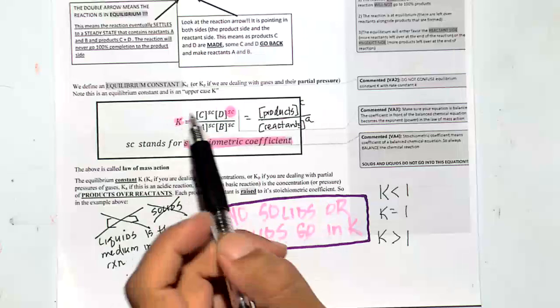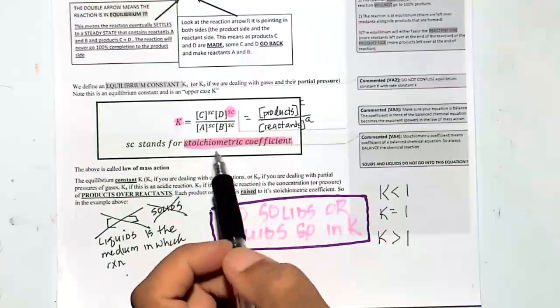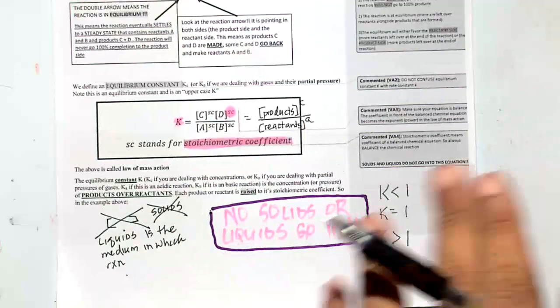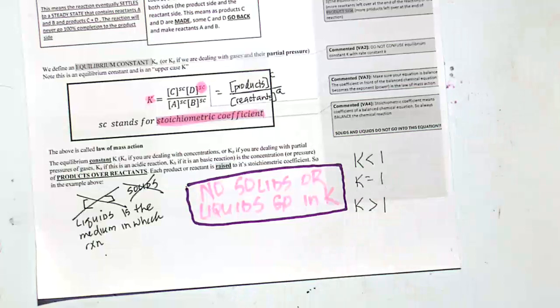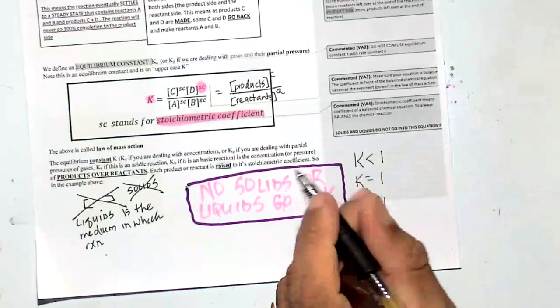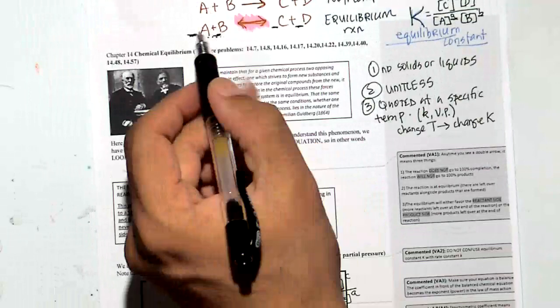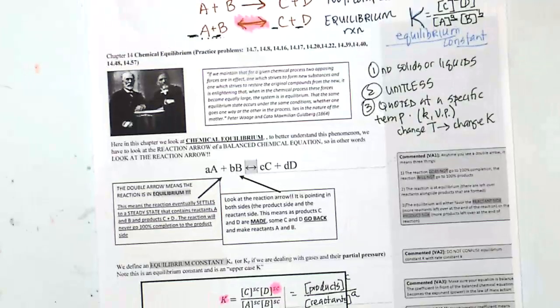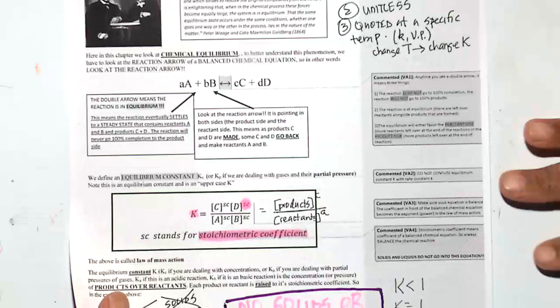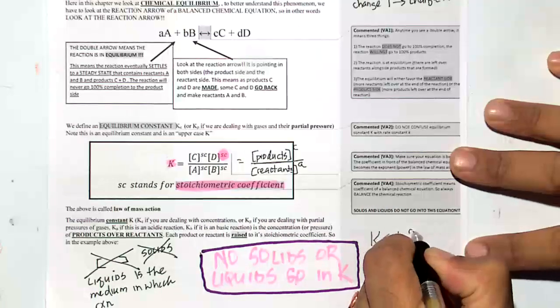What happens if you calculate this in your homework and you get a value of K which is unitless and it's less than 1? If you get a value of K that's less than 1, that means you're going to have more reactants than products. So the reaction's probably going to go this way. We have more reactants. So the reactants are favored. More reactants than products.